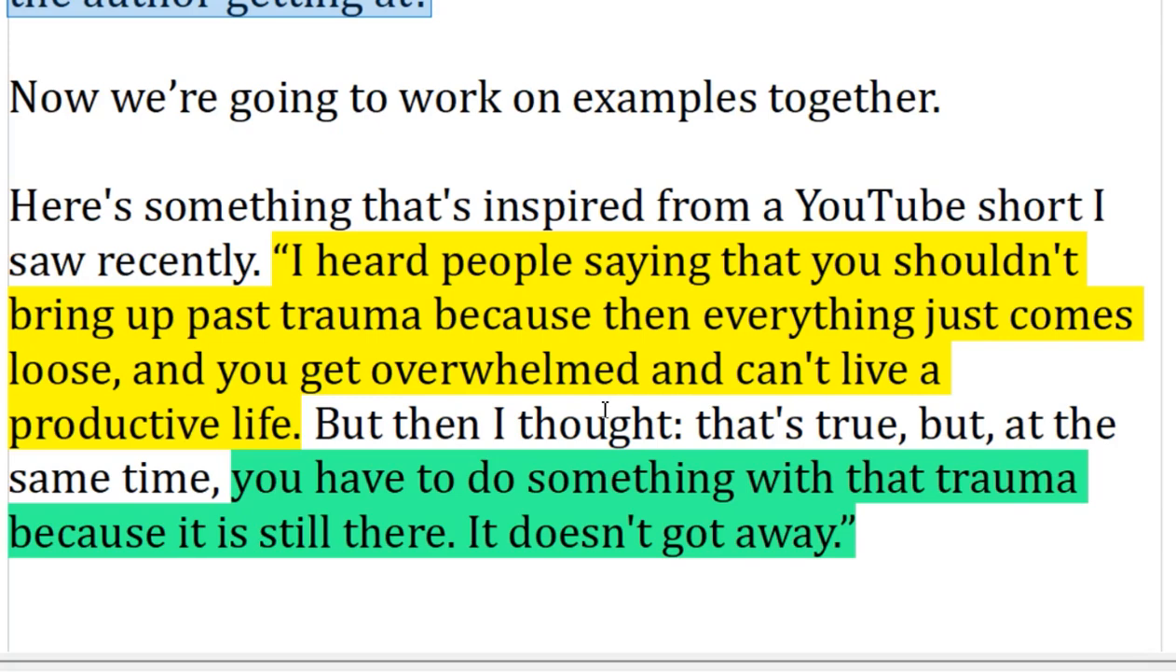Okay, so let's just listen. This is not a word for word quotation. It's just inspired from something that I came across. Here's what this person said.